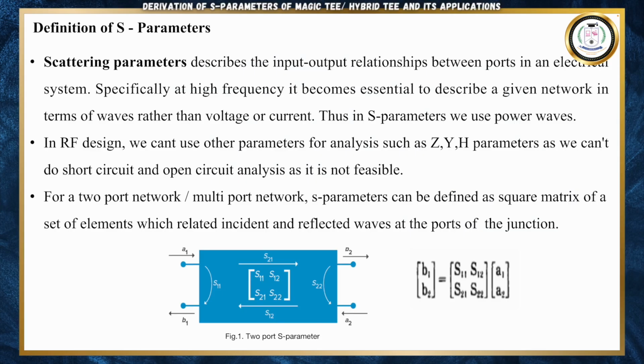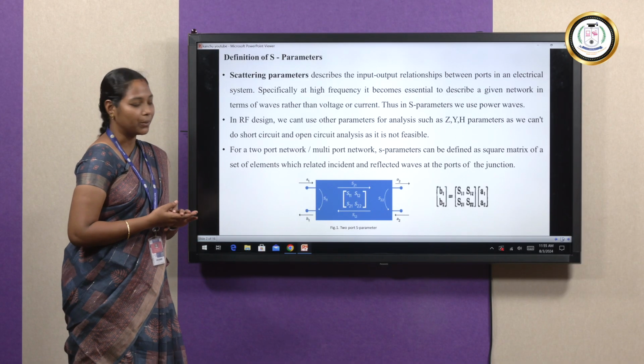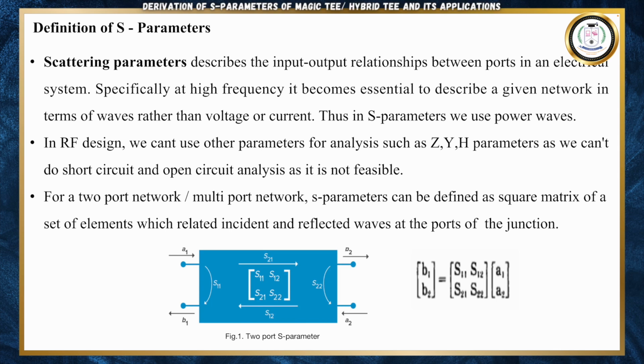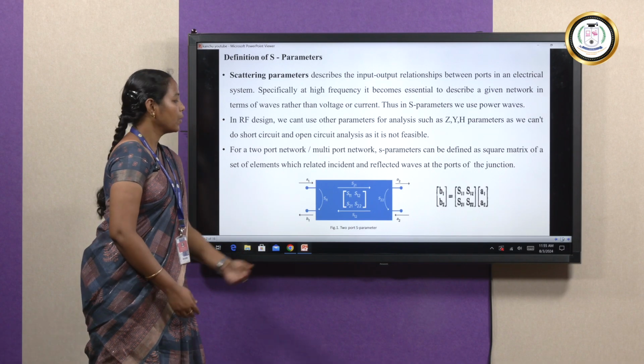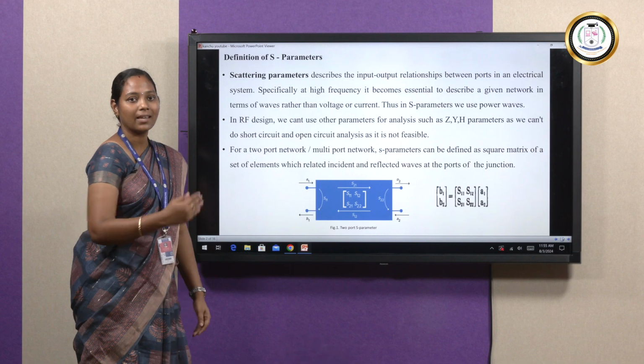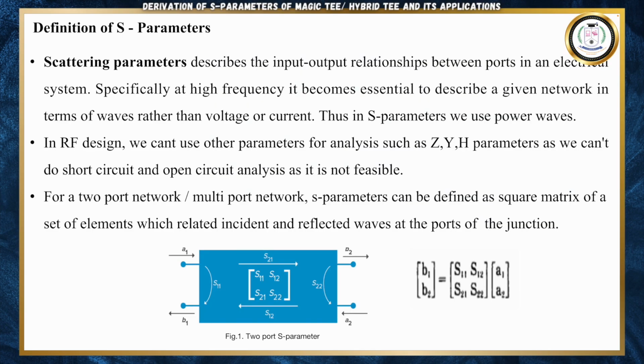S11 and S22 are the reflection coefficients. The second thing is the transmission coefficients, which are of two kinds: forward transmission coefficients and reverse transmission coefficients. Forward transmission is from the first port to the second port, and reverse transmission is from the second port to the first port. S21 is the forward and S12 is the reverse transmission.